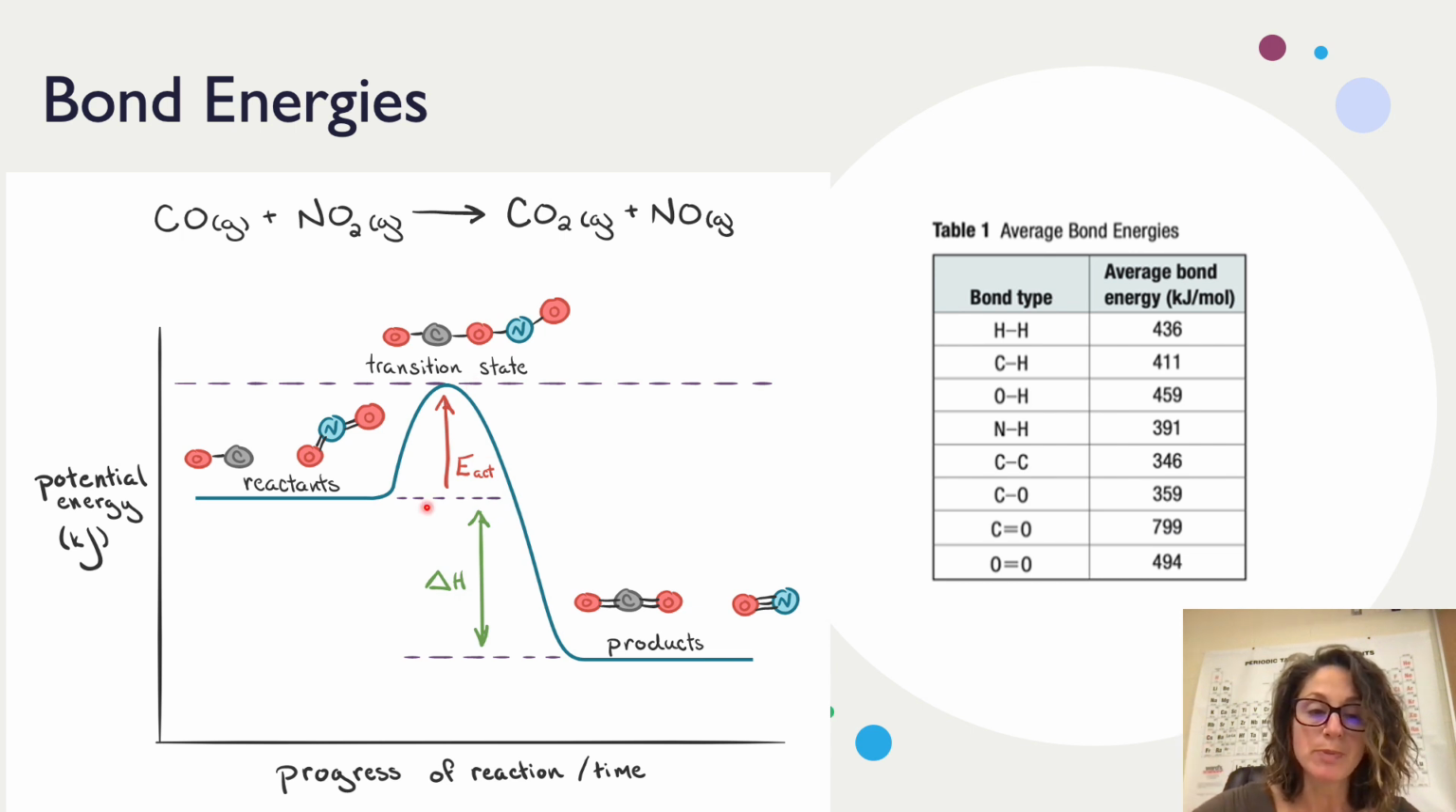And then the difference between the beginning energy of the reactants and the energy of the products is your change in overall energy. So we see energy has been released here. So this would be an exergonic reaction.